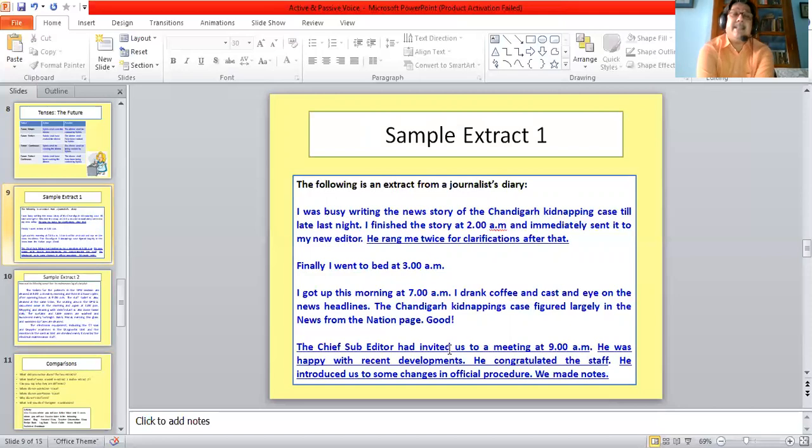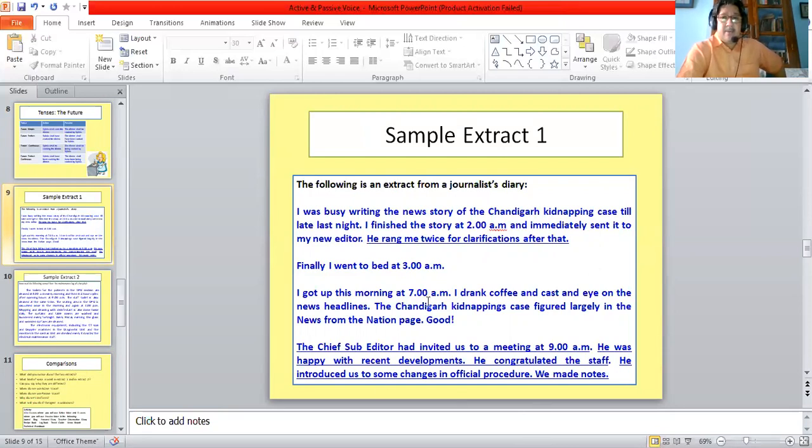Okay. So what the journalist is doing is giving us a brief recap of various events that have taken place and are unfolding. So it's around a day before that he is writing about. So how he wrote the story of a kidnapping case. Then what he did when he got up in the morning and what happened at the meeting with the chief sub-editor and other details. Okay.